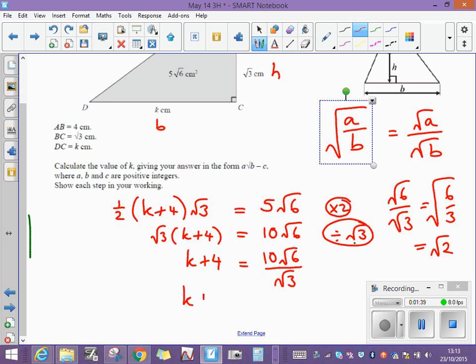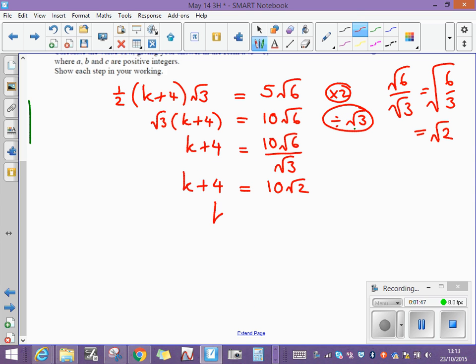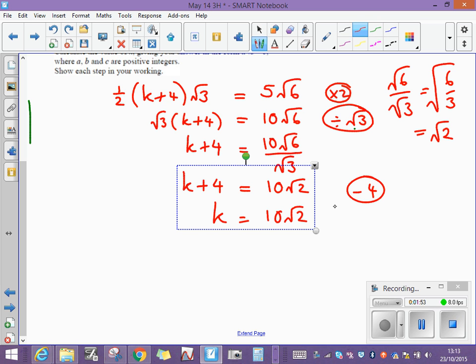So the left hand side now is K plus 4, the right hand side is the same as 10 root 2. All I need to do now to find K is to subtract 4 from both sides, so K is now 10 root 2, take away 4. Now the question said write it in the form A root B minus C, and that's what I've done here. So actually A is 10, B is 2, C is 4.